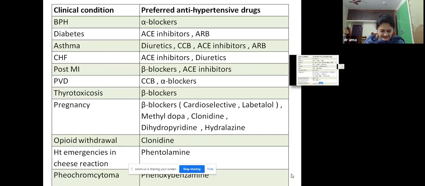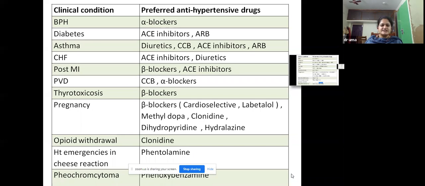When there is benign prostatic hypertrophy, you can go for an alpha blocker. In diabetes, angiotensin receptor blockers are preferred. In asthma, beta blockers are contraindicated because they produce bronchospasm, so diuretics, calcium channel blockers, ACE inhibitors, and ARBs are used. In congestive heart failure, it is ACE inhibitors. Post-MI, beta blockers and ACE inhibitors. In peripheral vascular disease, vasodilators like CCBs and alpha blockers are used.